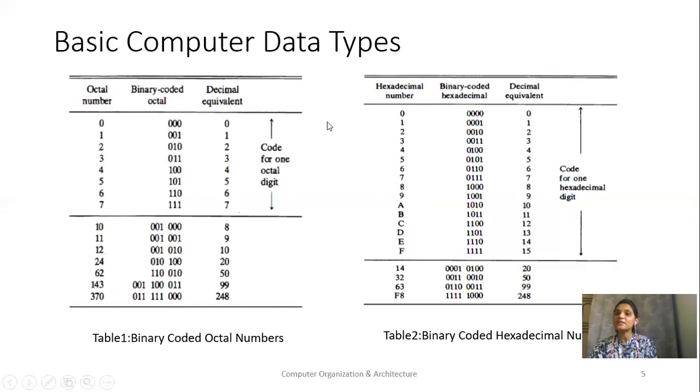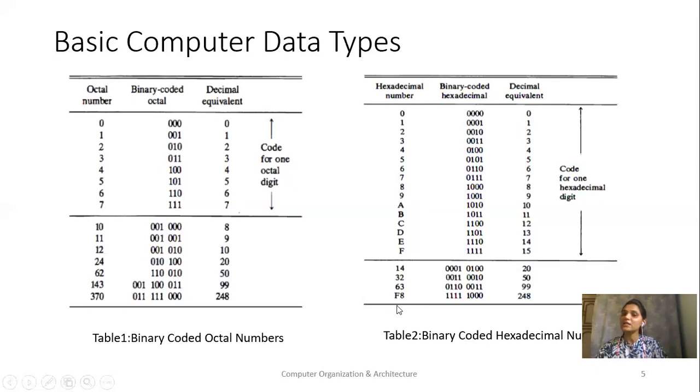Okay, similarly for the hexadecimal number system, you have a total of 16 symbols, that are 0 to 9 and A to F, and its binary equivalent is: for 0 you have 0000, 1 is 0001, A is 1010, F is 4 times 1. Okay, these are your binary coded hexadecimal representations of these hexadecimal digits.